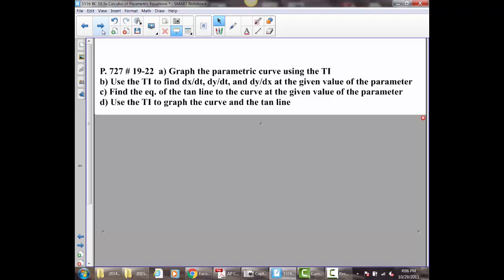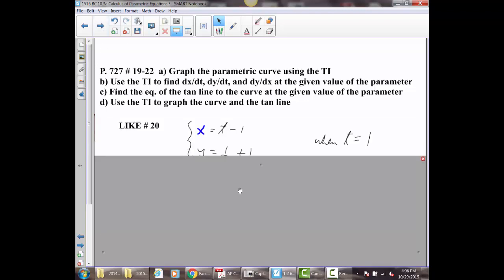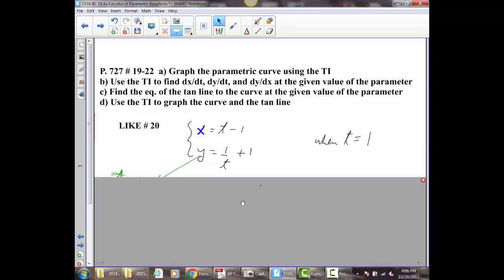Graph the parametric curve using the TI, and then we're going to use the TI to find dx/dt, dy/dt, and dy/dx at the given value of the parameter. Then we're going to find the equation of the tangent line to the curve at the given value of the parameter. And finally, we're going to use the TI to graph the curve and the tangent line. So this is like number 20.